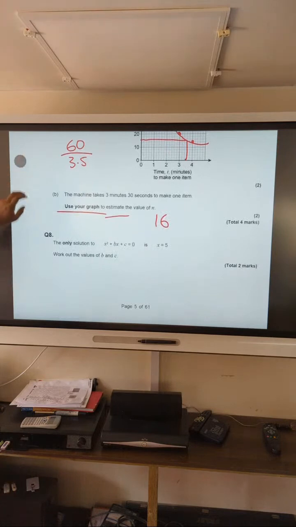Question number 8. So you get marks for drawing those lines.